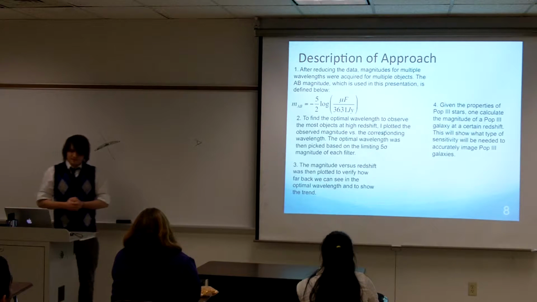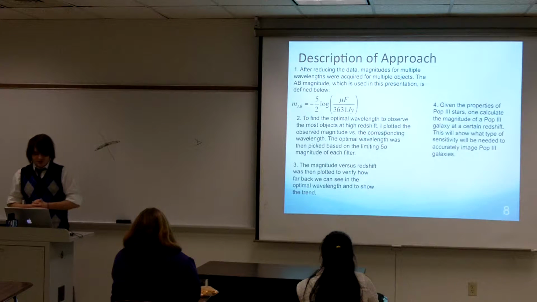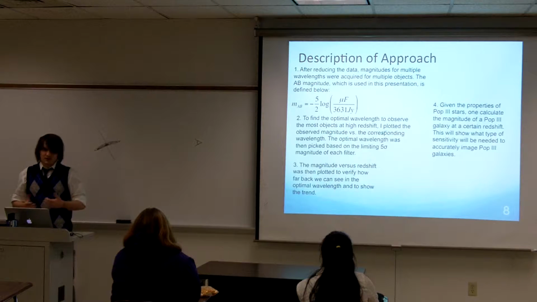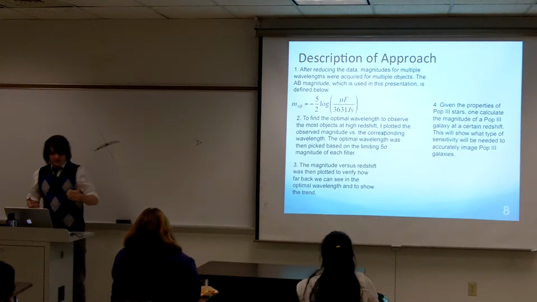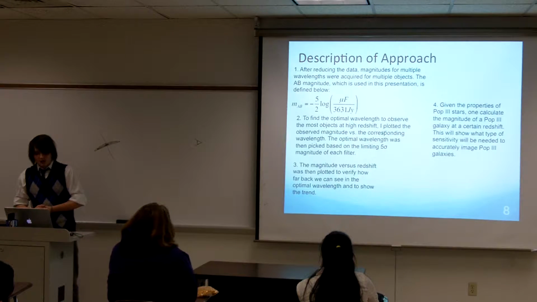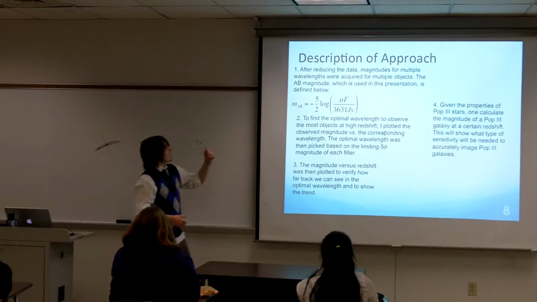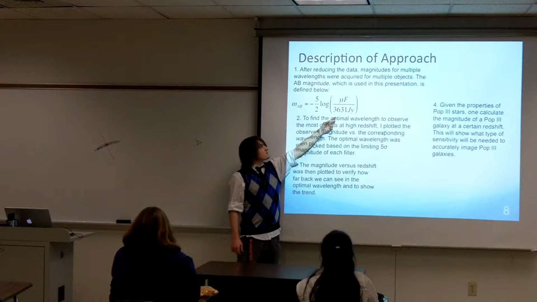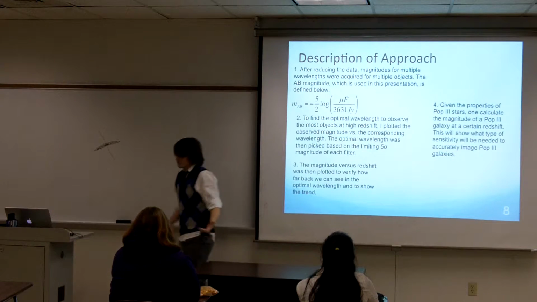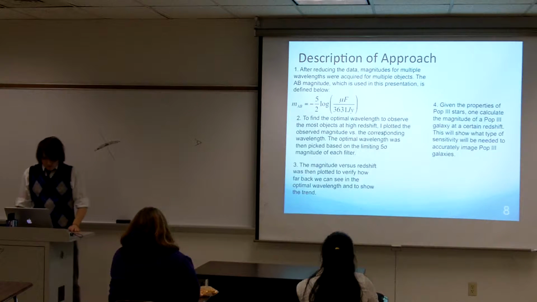And so here's the approach I took to figuring out what redshift I should look at, what z is possible, like what's the highest z we can look at with the given telescopes. So after reducing the data and getting magnitudes for multiple wavelengths, they use this AB magnitude. I didn't know what that was, but apparently the reference point is 3,631 Janskys. So I guess it's not that different than just another reference point. But yeah, so they find AB magnitudes.